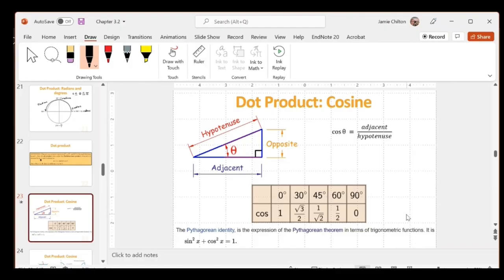for several different values. So I've gone ahead and put in this handy little chart. Hint, hint. The cosine of 0 degrees is going to be 1. You've got your cosine of 30 degrees, 45, 60, and 90. So I would go ahead and bookmark this particular slide in case you need it.